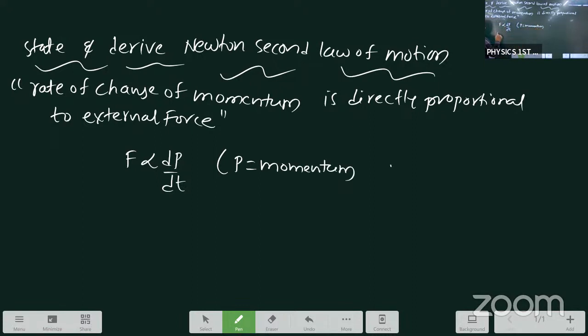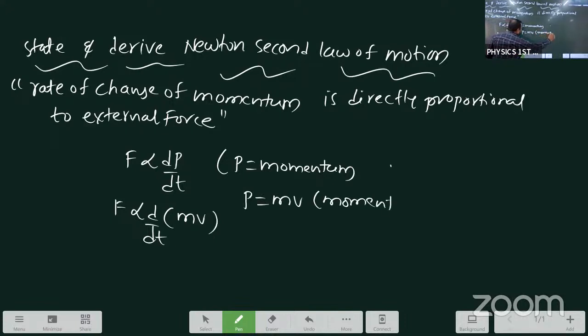Now we are writing F directly proportional to d by dt of mv, because the momentum formula is mass into velocity. Last time there was a question: define momentum, impulse, law of conservation of momentum with example. In that, the starting point: momentum is the product of mass and velocity. Now you write P equals mv, F directly proportional to m, which we write outside.